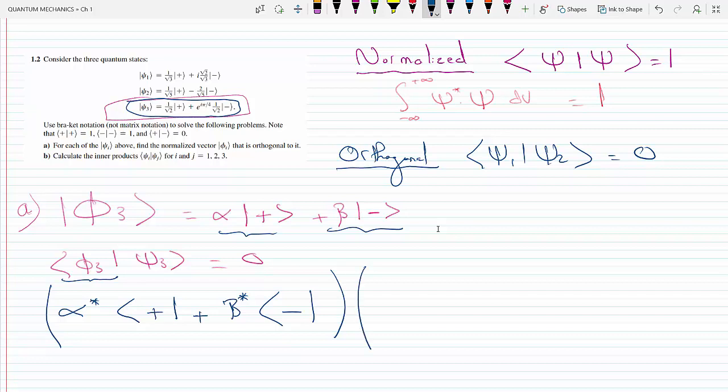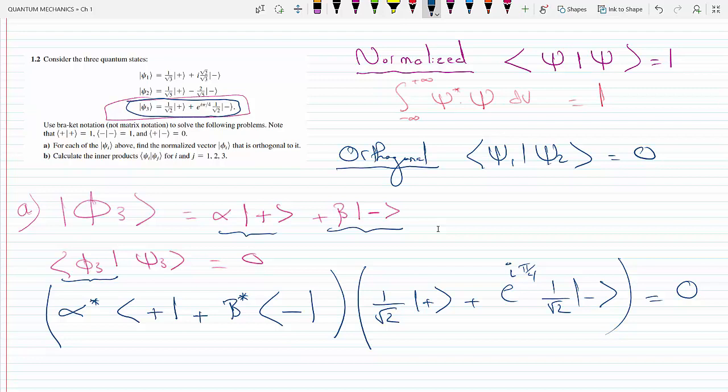So I could just copy that. So 1 over root 2 plus e to the i pi over 4 1 over root 2 in this notation. And this has to equal 0 due to orthogonality.